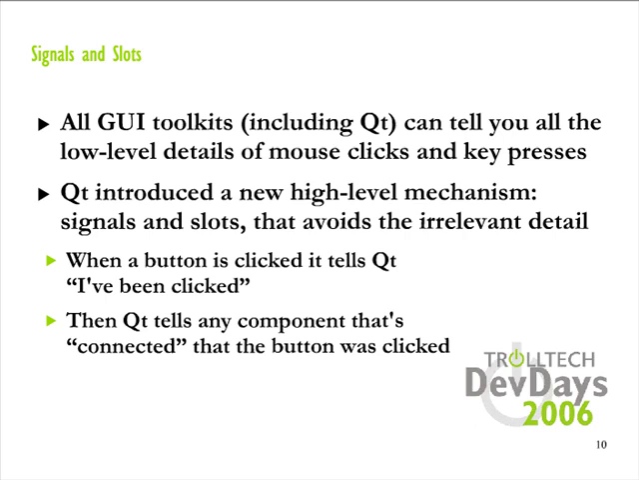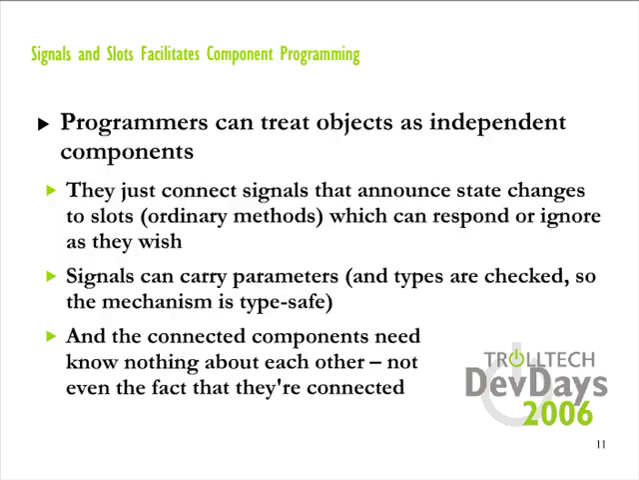But the connecting does not mean that the component that announces the state change knows anything about the connection. So you don't get tight coupling. You've got lots of flexibility. So this leads us to being able to treat our widgets as independent components. They announce state changes. They may respond to signals going into them, but they're independent of each other. And we as programmers can say, OK, they're connecting up in this particular hierarchy or in this particular way, but that is independent of the components themselves.